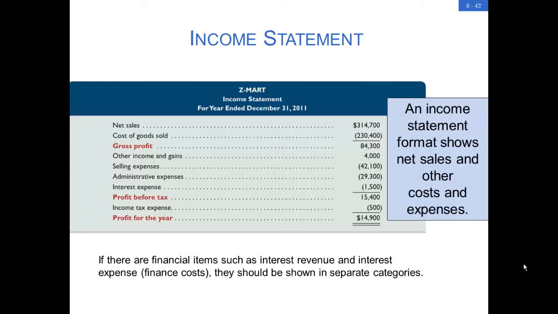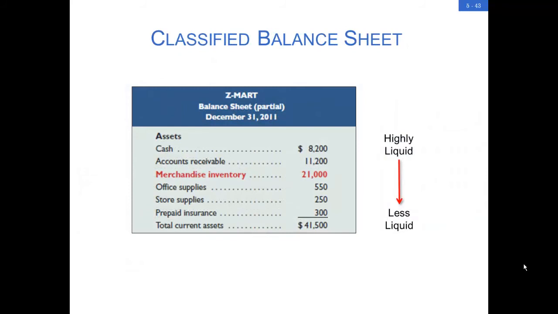The merchandiser's classified balance sheet reports the merchandise inventory as a current asset, usually after accounts receivable, according to its liquidity ranking. Inventory is usually less liquid than accounts receivable because inventory must first be sold before cash can be received from the customers. But merchandise inventory is more liquid than supplies and prepaid expenses. This slide shows the current asset section of a classified balance sheet.